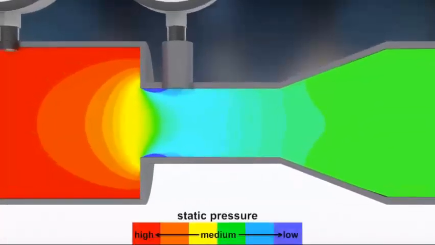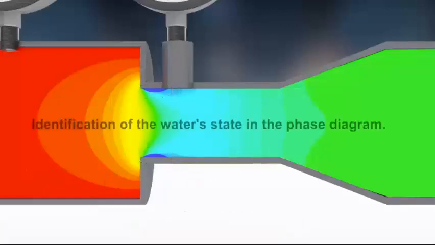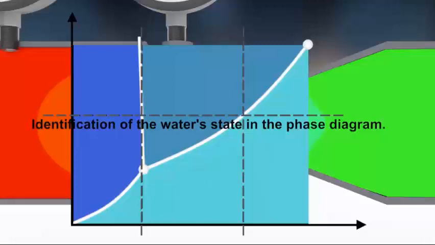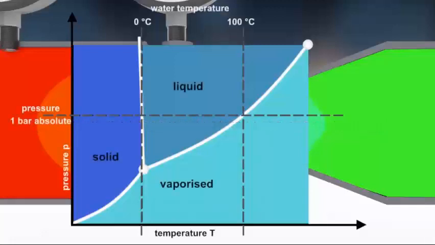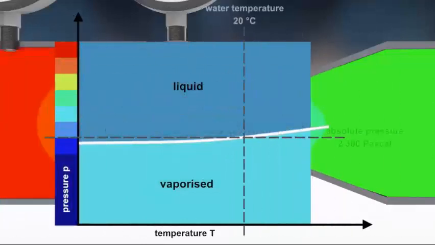The same amount of water per time flows through the pipe with a large cross-section as through the narrow cross-section. Therefore, the velocity is higher in the narrow part and the static pressure is lower. The pressure is especially low at the exposed edge at the inflow side of a narrow part. We show a detail of a phase diagram of water, which allows us to analyze the situation in a narrow pipe section.